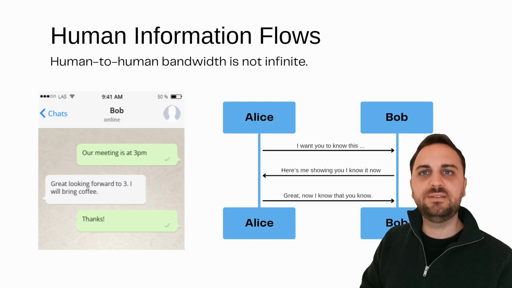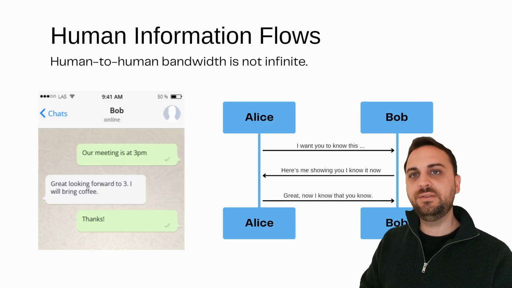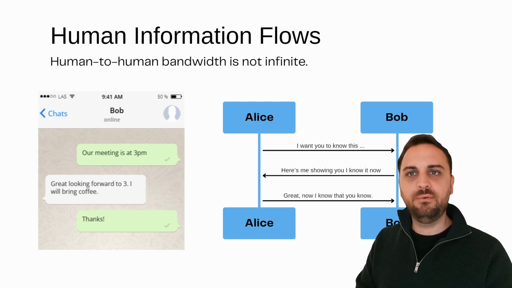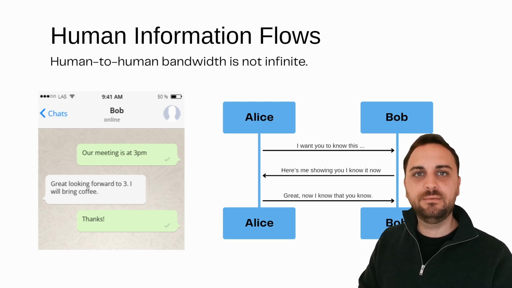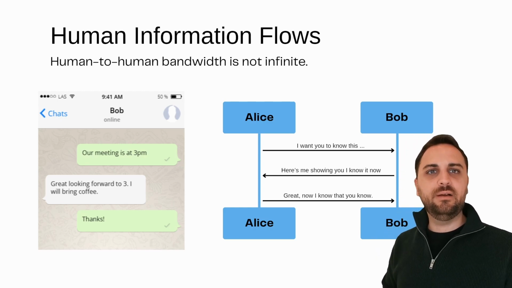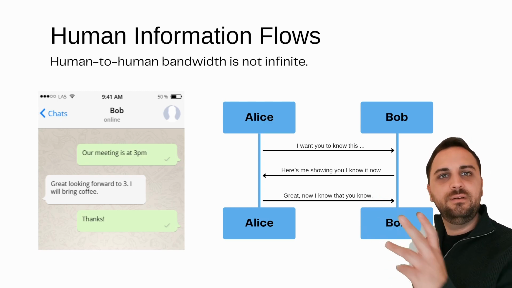Let's think about Alice sending a message to Bob. Alice says, "Our meeting's at 3 p.m." Bob says, "Great work, looking forward to it. I'll bring coffee. Thanks." Simplify that a bit and abstract it away, and we have something that looks like this network diagram.